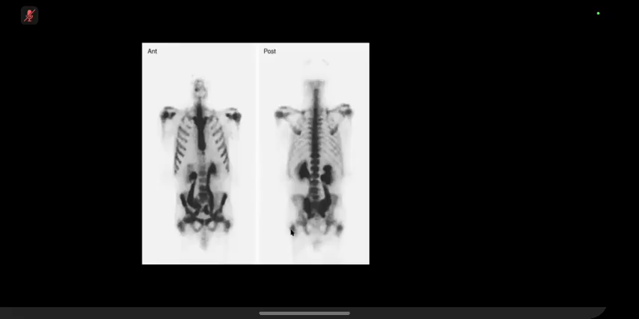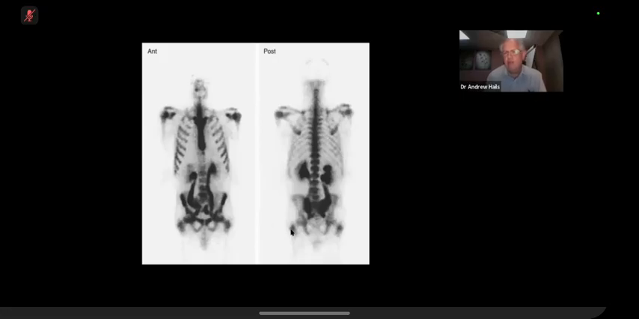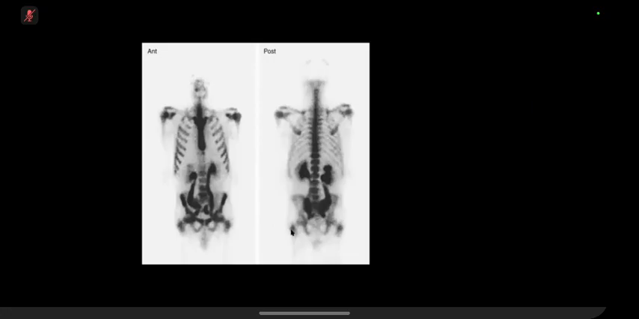So, in real life, and I'm afraid I don't think I've got anything to demonstrate real life to you, but in real life, when you saw this bone scan, what would you be asking for, or what would you be arranging for this patient? I'll be arranging for an urgent ultrasound abdomen to look at the kidneys.